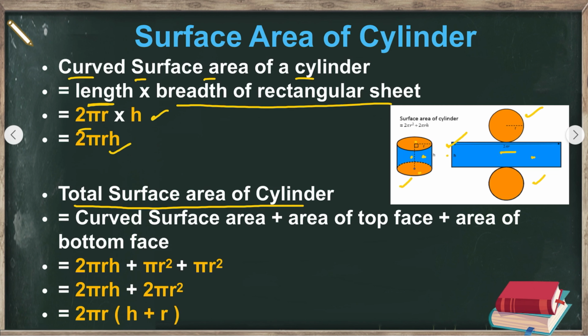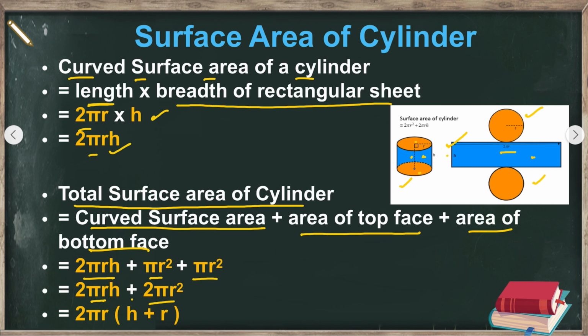So the total surface area of the cylinder is given by the curved surface area plus area of the top face plus area of the bottom face. The curved surface area we have already calculated above, which is 2 pi rh, and both the top and the bottom face are circular, and we know the area of a circle is given by pi r square. So this will be 2 pi r h plus pi r square plus pi r square, which will be 2 pi r square.